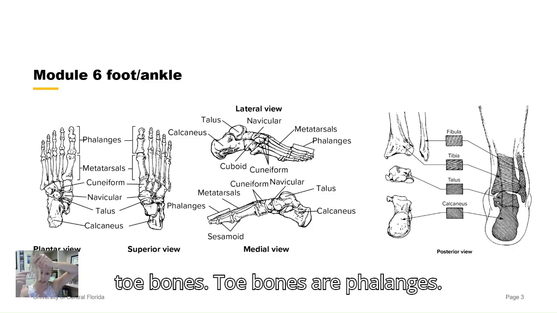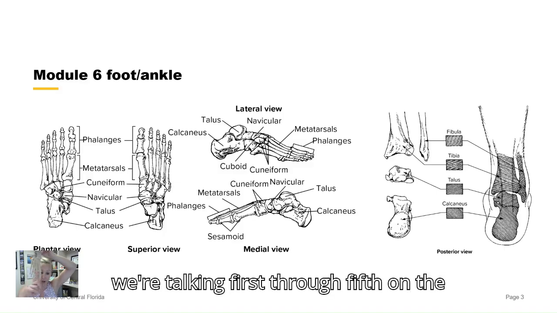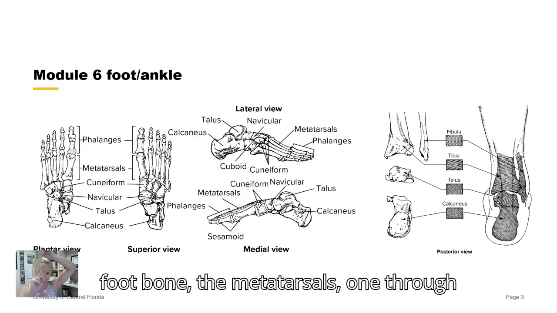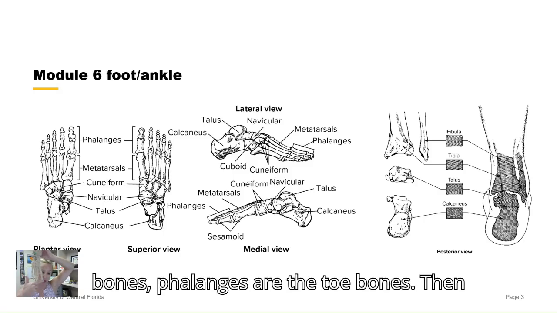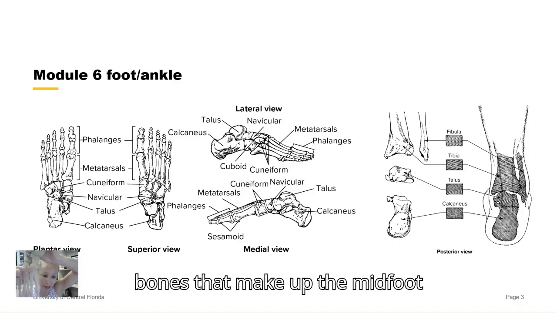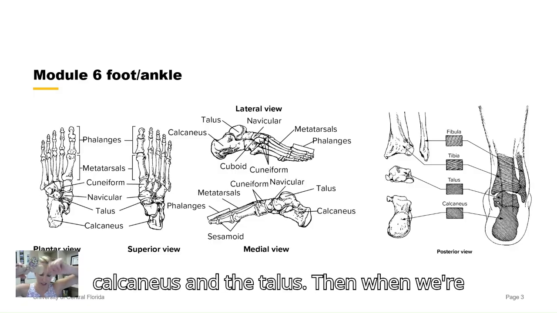So let's start with the toe bones. Toe bones, or phalanges, the foot bones here that lead down. So we're talking first through fifth on the toe bone phalanges, and then also the foot bone, the metatarsals, 1 through 5. So metatarsals are the foot bones, phalanges are the toe bones. Then the tarsals are these irregular shaped bones that make up the midfoot here, and then also the hind foot with the calcaneus and the talus.